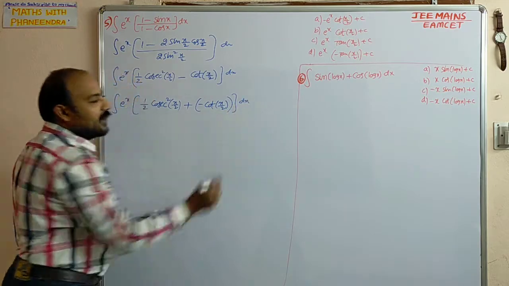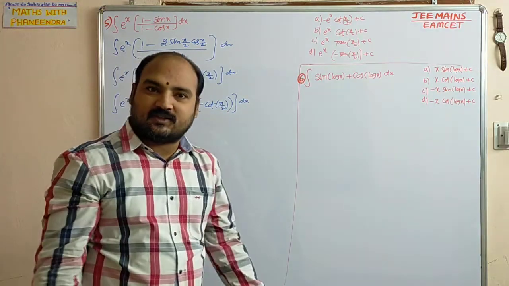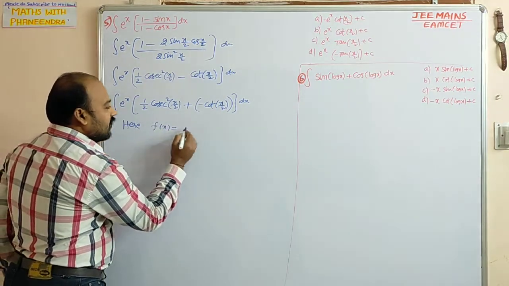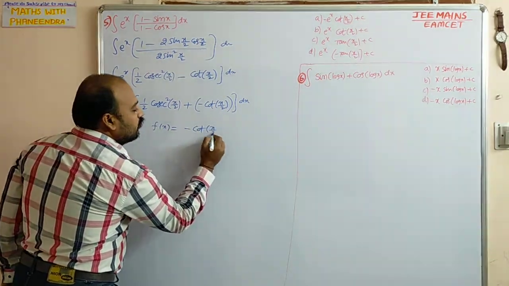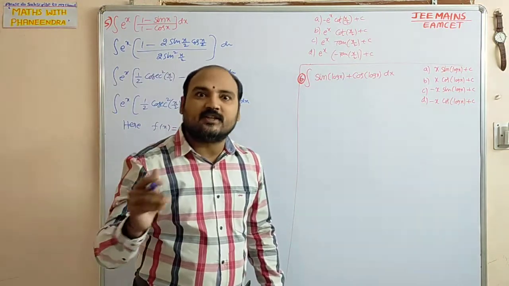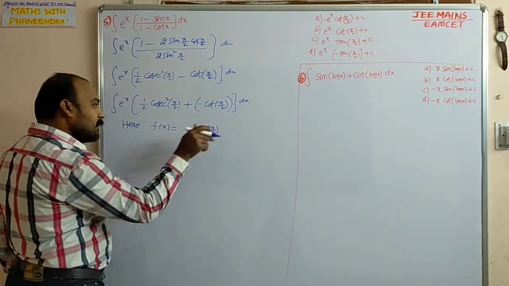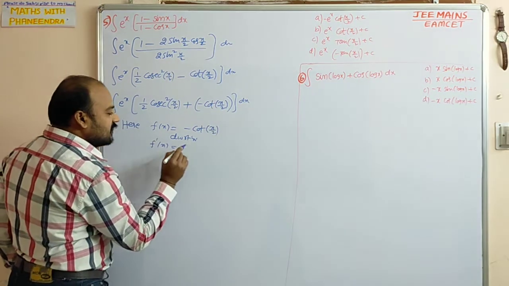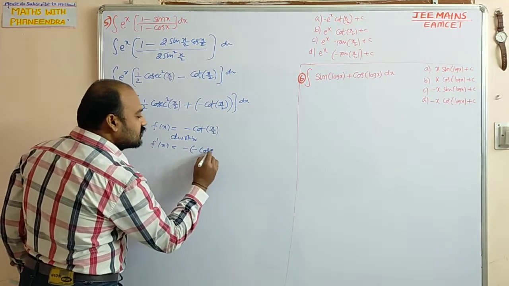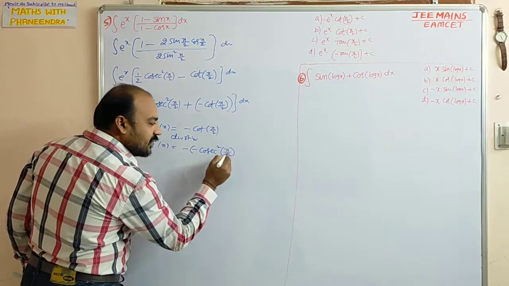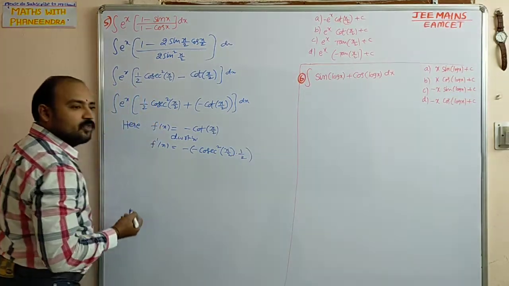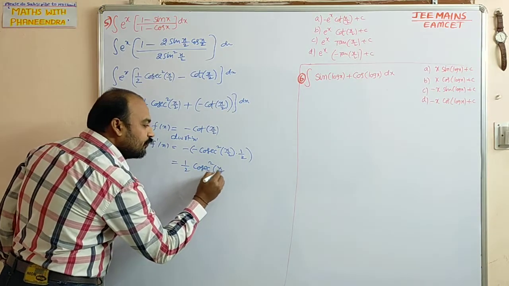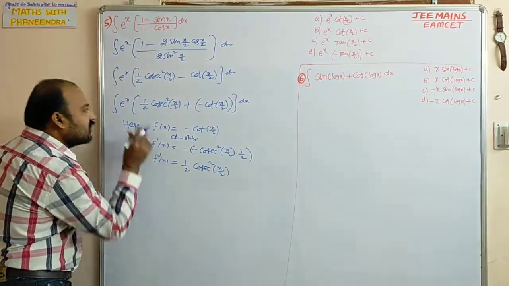Now you recognize what is f of x, what is f dash of x. Here, if you take f of x as minus cot x by 2, what is the derivative of cot x? Minus cosecant square x. So already minus is there, means plus will come. Differentiate with respect to x: f dash of x is equal to minus of minus cosecant square x by 2. Again x by 2 derivative is 1 by 2. So minus into minus is plus 1 by 2 into cosecant square x by 2, which is there exactly in the first term of the integral here.